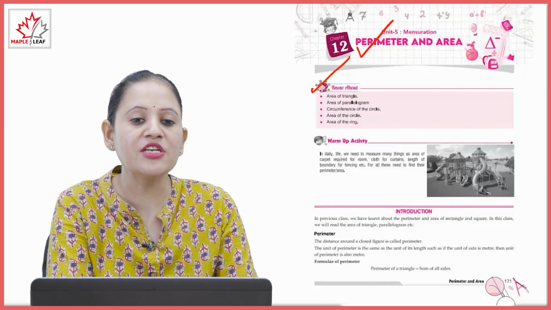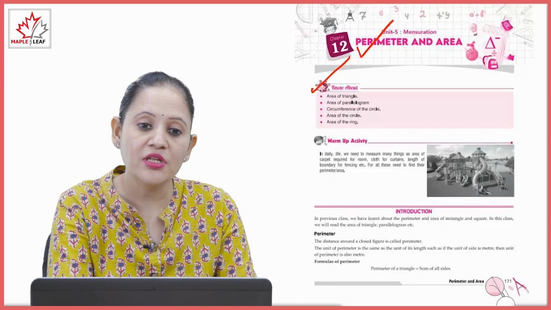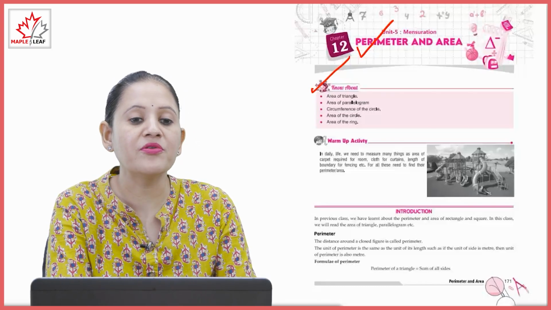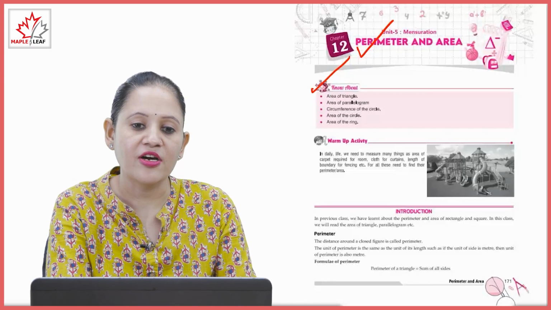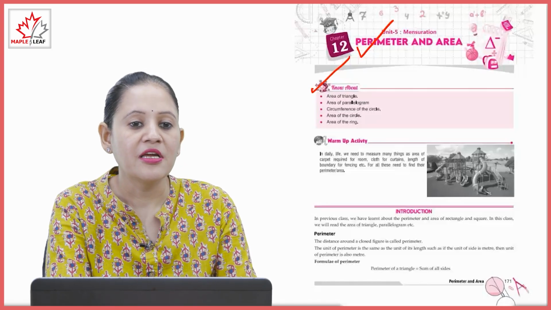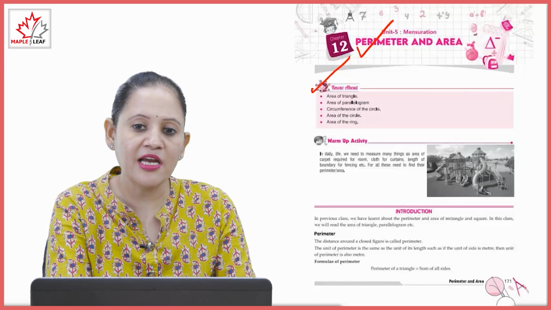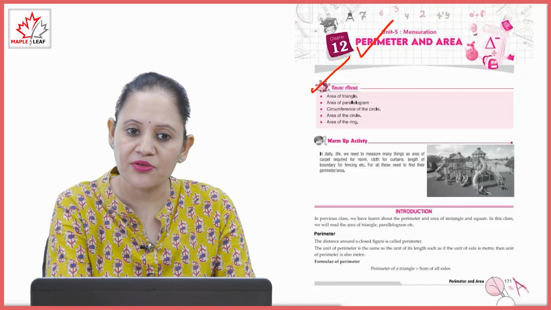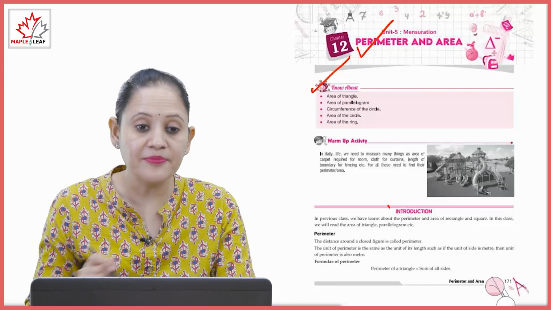In daily life we need to measure many things, the area of carpet required for our room, cloth for the curtains, length of the boundary for the fencing etc. For all these we need their perimeter and area. इन सब के लिए हमें उसका पैरीमीटर पता होना चाहिए या एरिया पता होना चाहिए. स्टार्ट करते हैं इंट्रोडक्शन से.